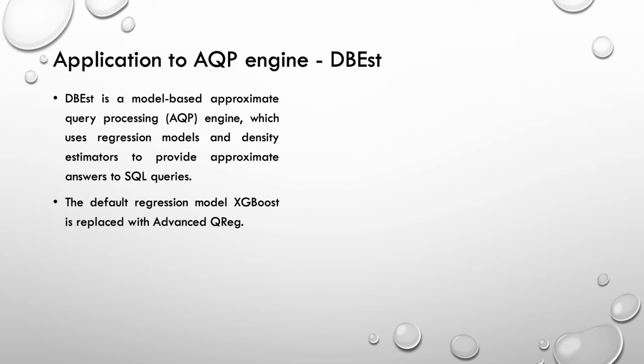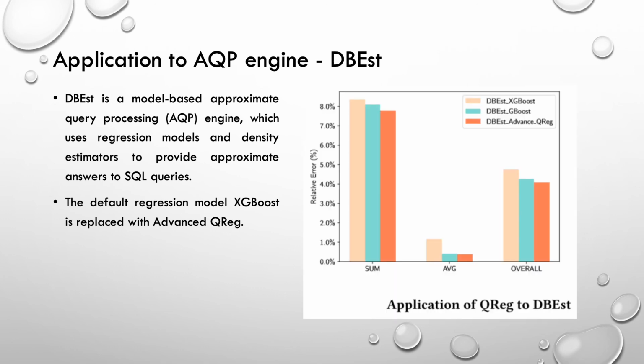Here we apply QReg to DBEst, the state-of-the-art model-based AQP engine. It uses regression models and density estimators to provide approximate answers to SQL queries. The default regression model XGBoost is replaced with advanced QReg, and the figure shows the reduction in error if advanced QReg is used for aggregate functions sum and average.